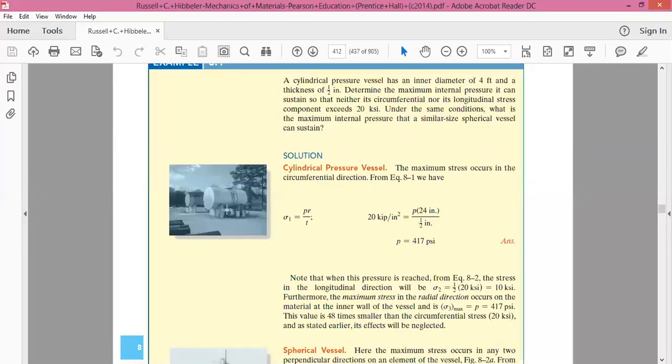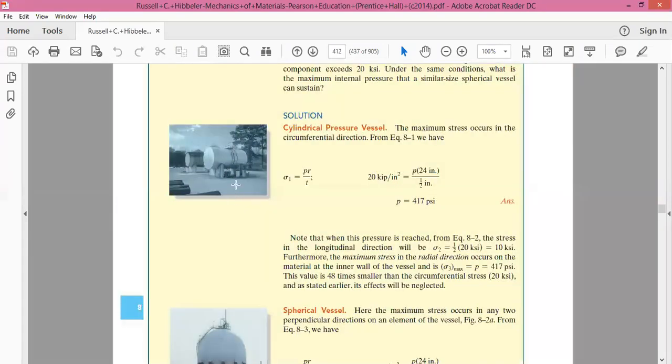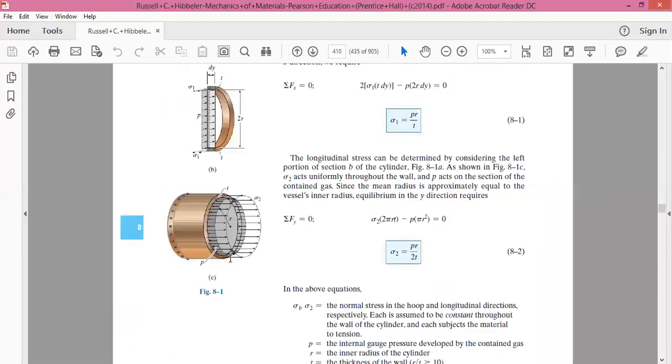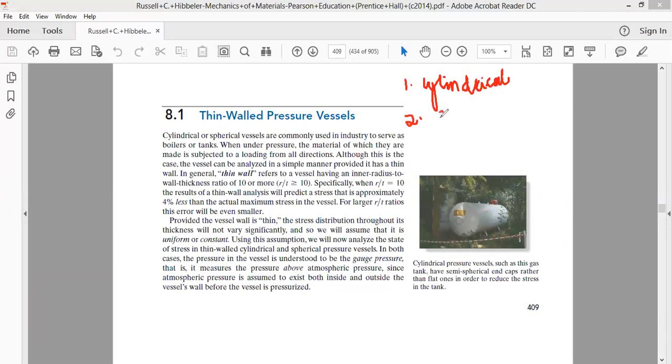Look here. Here we have the cylindrical pressure vessel, and this is a spherical pressure vessel. This is a spherical pressure vessel at the bottom, and this is a cylindrical pressure vessel at the top. So based on shape, we can have a cylindrical pressure vessel, and at the same time we can have a spherical pressure vessel. This is important.